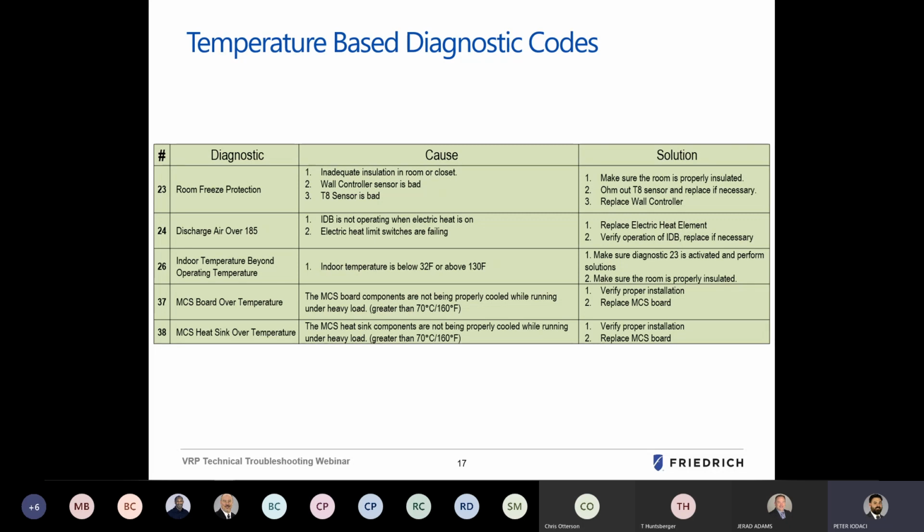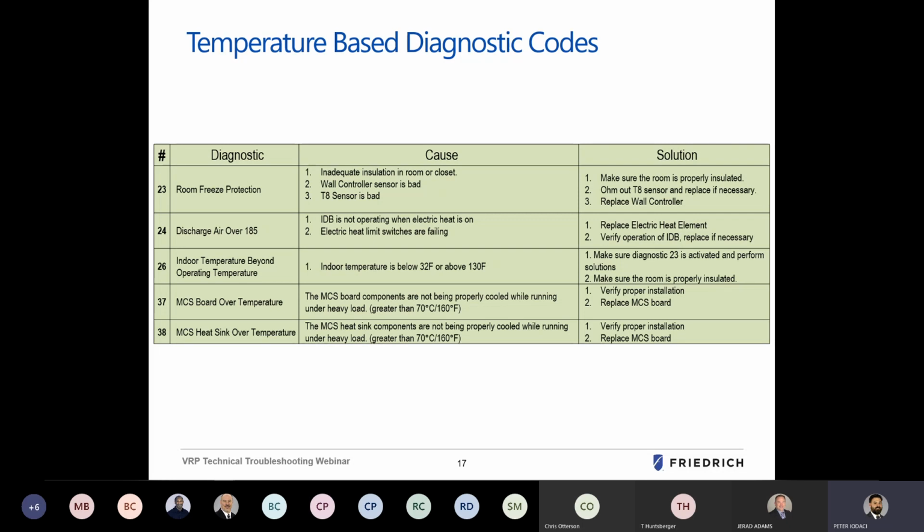So this one is also an interesting code because the second you turn your unit on, if it's inside ambient condition and no blowers are running, and you immediately get an error code 24, you can almost assume that there's something going on with the sensor or the FMC board, because the condition can't occur of over 185 degrees if there's no motors running. Same thing goes for error code 26, indoor temperature beyond operating temperature.